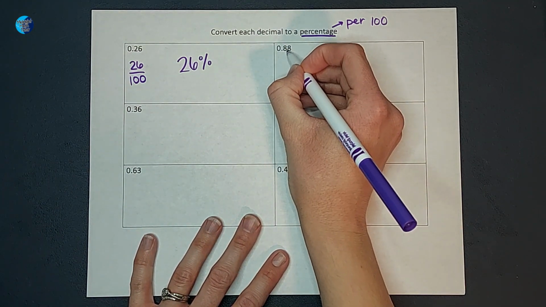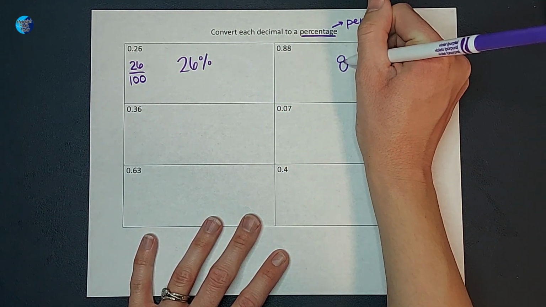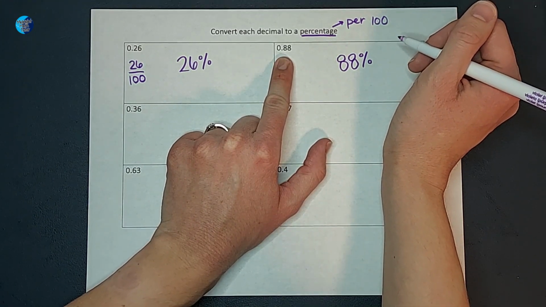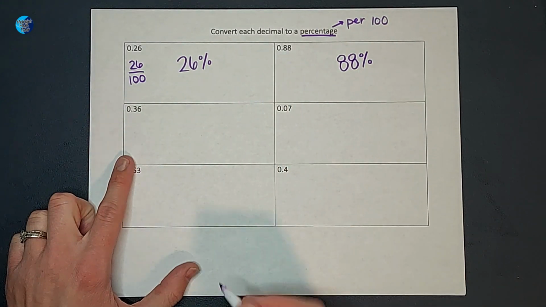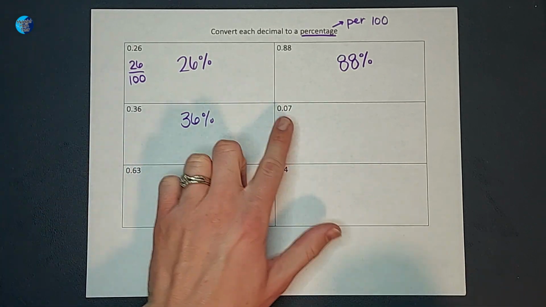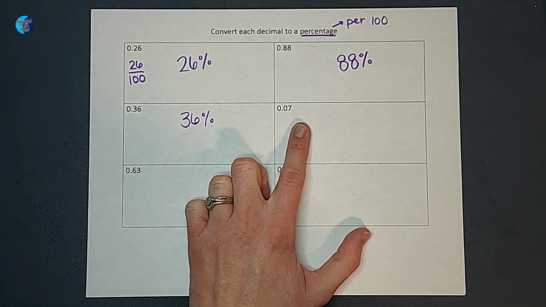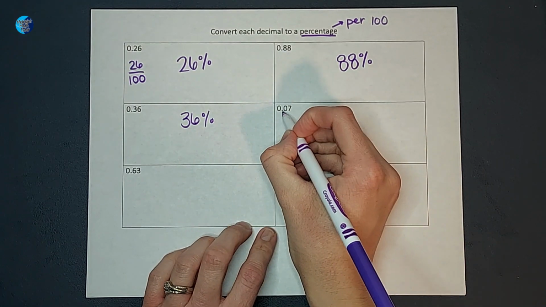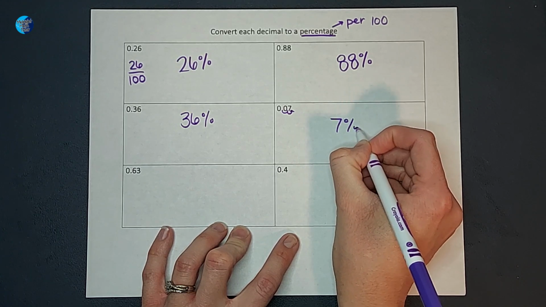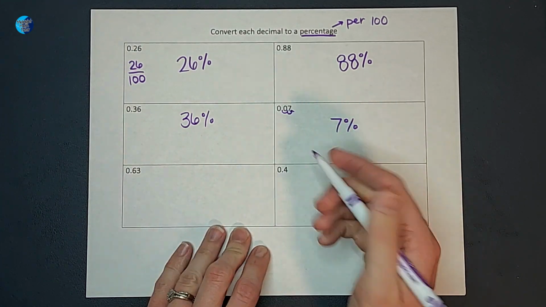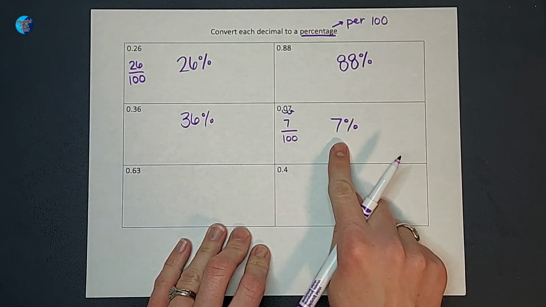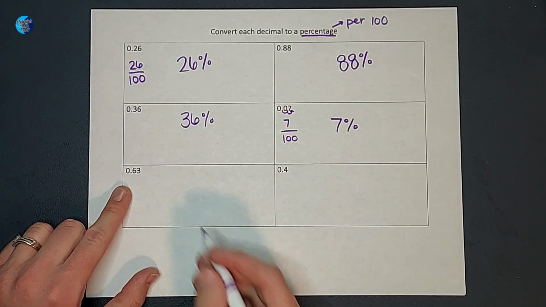Okay, so this one, we'd move the decimal place over twice. It's 88%. Again, if I were to read that, it would be 88 hundredths or 88 per 100. This one is going to be 36%. Now, this is where it can sometimes be kind of tricky because you might want to do 70%. But if I move this over twice, it's going to be 7%. So if I'd wanted to write this as a fraction, it would be 7 hundredths. Okay, so 7%.